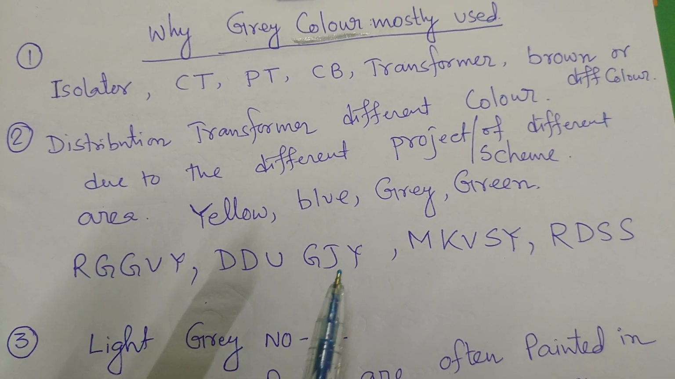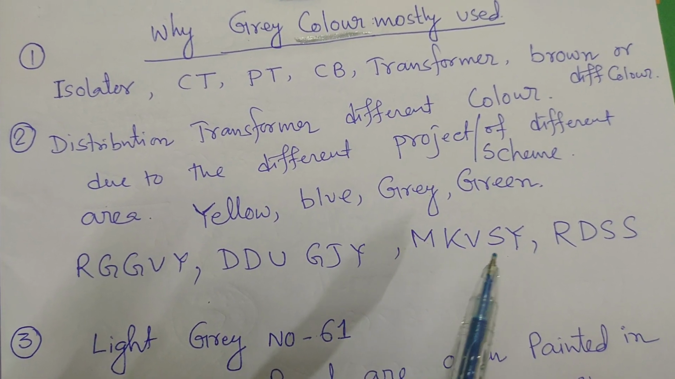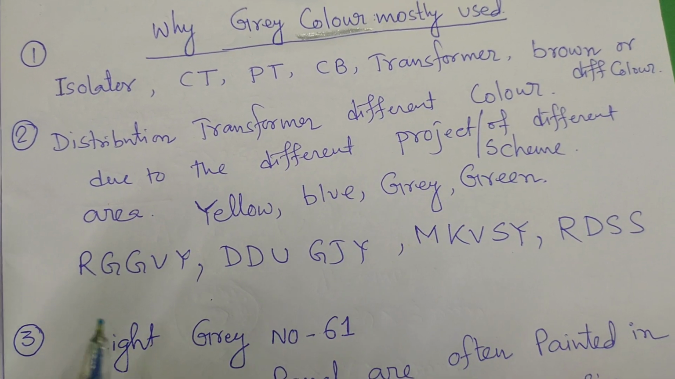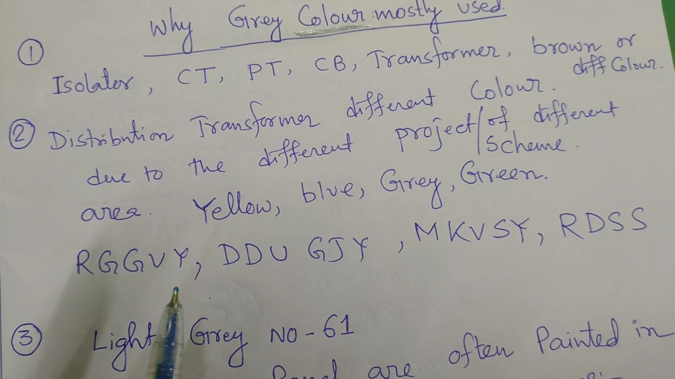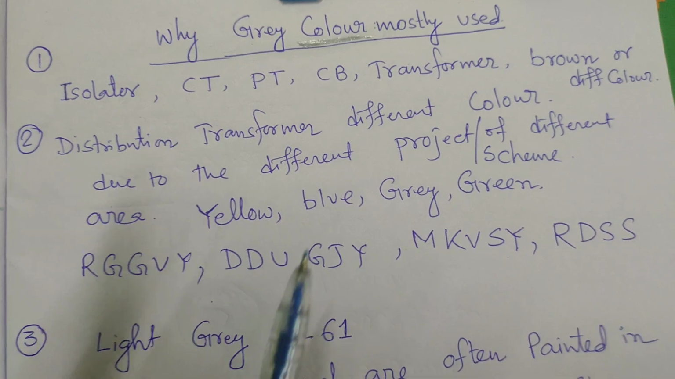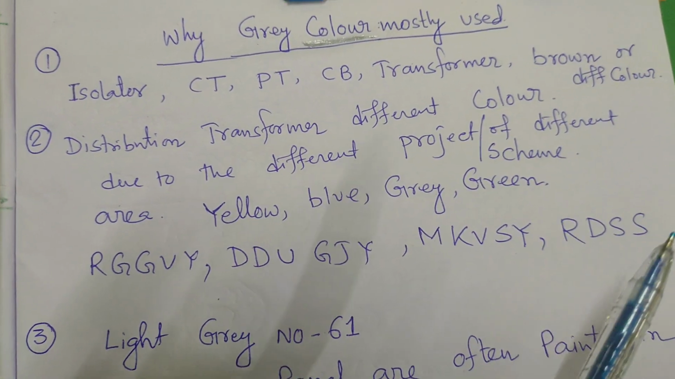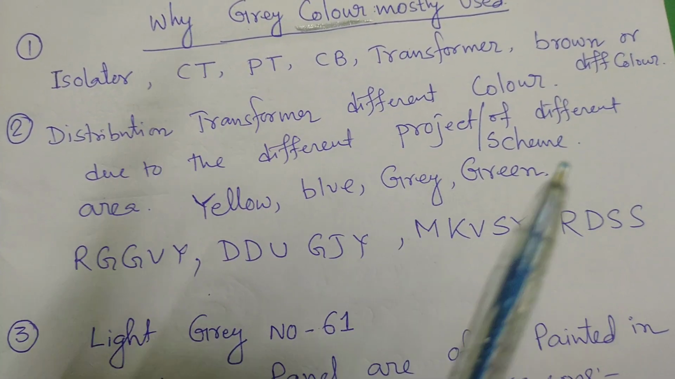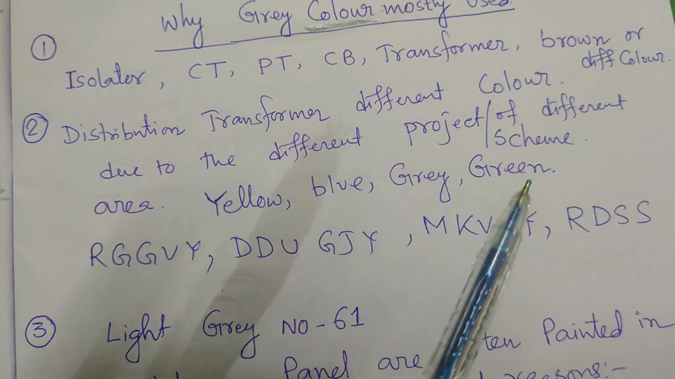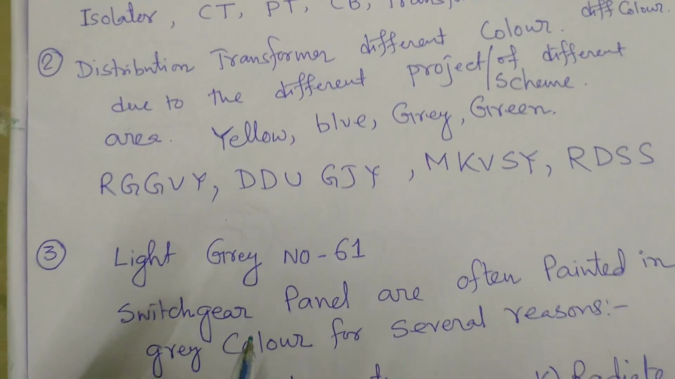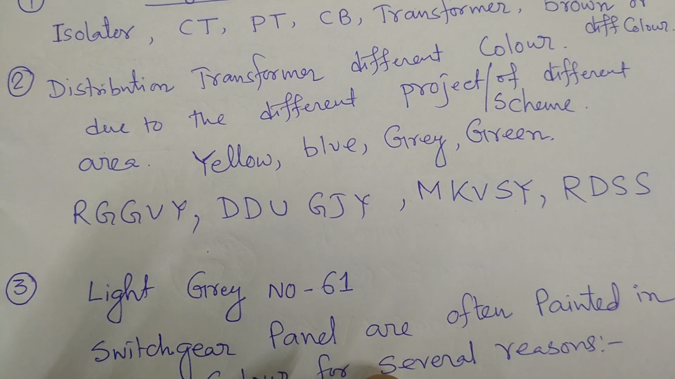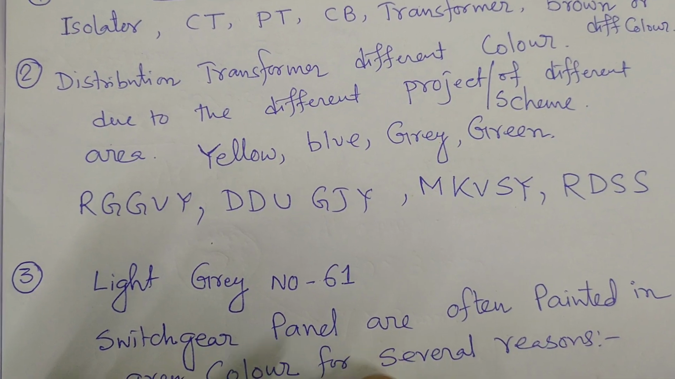RGGVY, DDUGJY, MKVSY, RDSS, the different project names. The first one is the Rajiv Gandhi Gramin Vidyut Yojana. All these are related to different schemes and different projects, so for these projects we are using different colors. Mostly we use the light gray number 631 color code for the equipment painting.